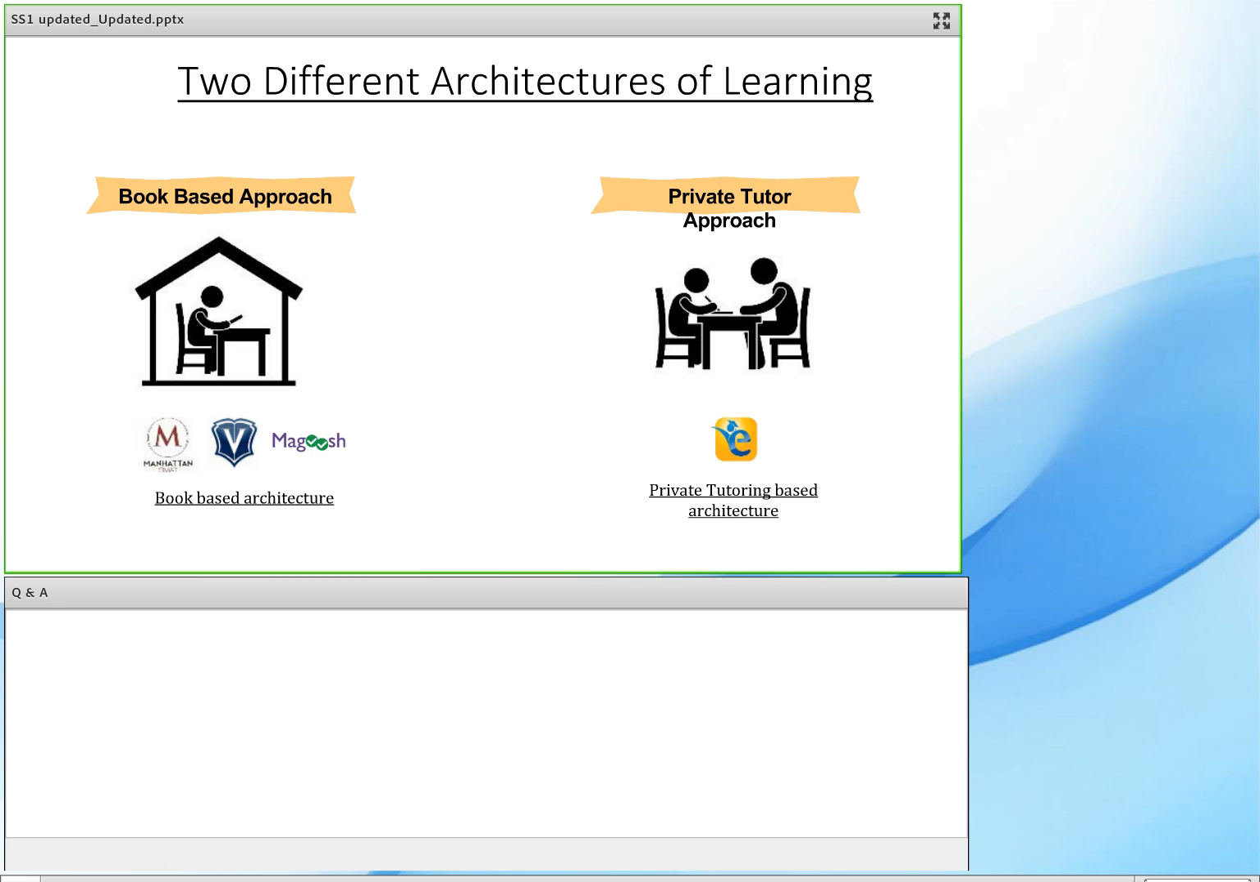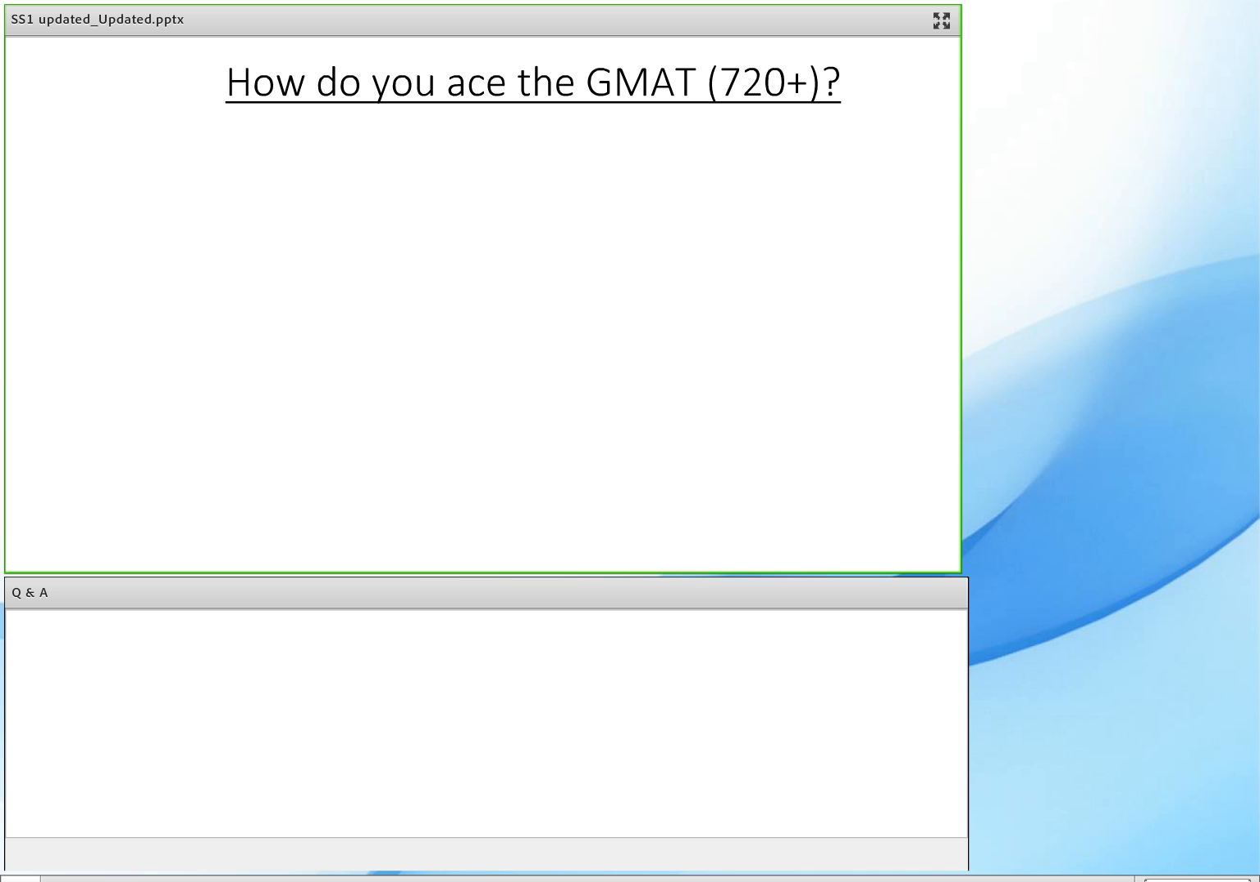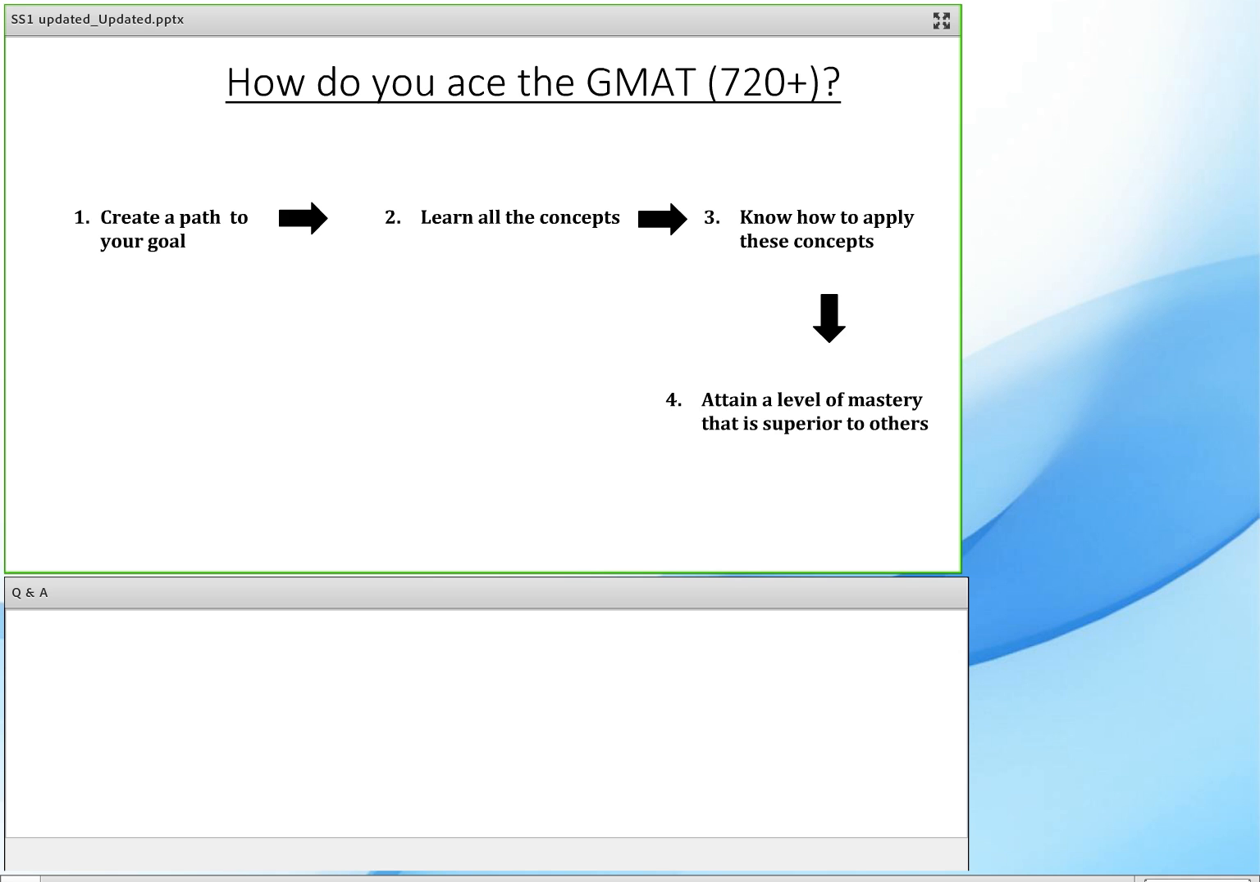So let's see why one architecture is more successful than the other in helping you ace the GMAT, and then why we say e-GMAT's built around this private tutoring-based approach. To do that, let's take a case study, or let's just look at how you get to a score of 720 or higher. The first thing that you need to do to efficiently get to a score of 720 or higher is to create that path towards your goal. Once you know how you are going to get to that score, then you need to make sure that you fill the gaps by learning the concepts and learning how to apply those concepts. And once you've learned how to apply those concepts, then you need to get so good at applying them, or attain a level of mastery, that puts you in the top 6 or top 4 or top 1 percentile of students. So let's see, how does a book-based approach attack this problem.